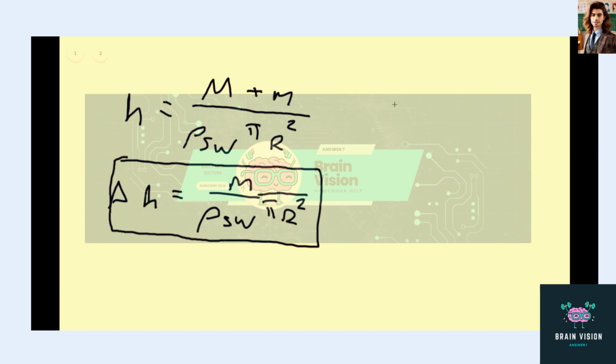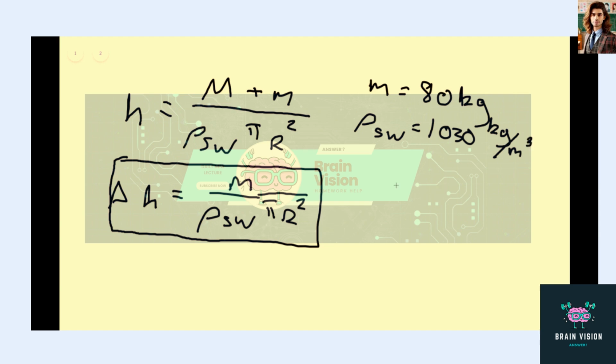Now, plugging in numbers that are given to us, we know that the mass of the man is equal to 80 kilograms. We know that the density of seawater given to us in the chapter is 1,030 kilograms per cubic meter. We know that the radius is equal to 0.9 meters, which is the diameter given to us, divided by 2. So that's going to give us 0.45 meters. And pi is just a constant, of course, which we always know.